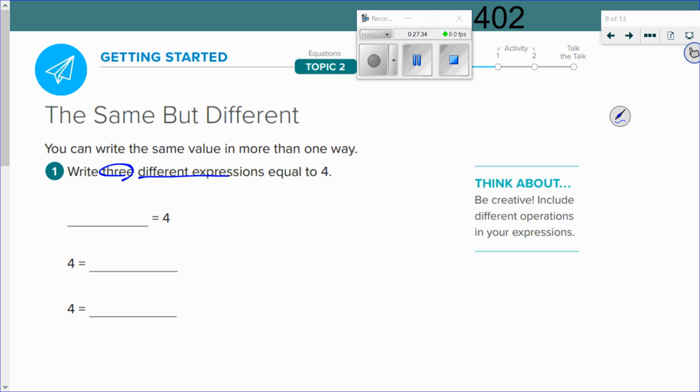Write 3 different expressions equal to 4. So, who can give me a way to get to 4? 2 plus 2. Awesome. Does it matter if my 4 is on the left side instead of the right? No. 2 times 2? Who's got another way? 1 times 4? Awesome. There are an infinite number of ways we could get to 4, correct? Yes.